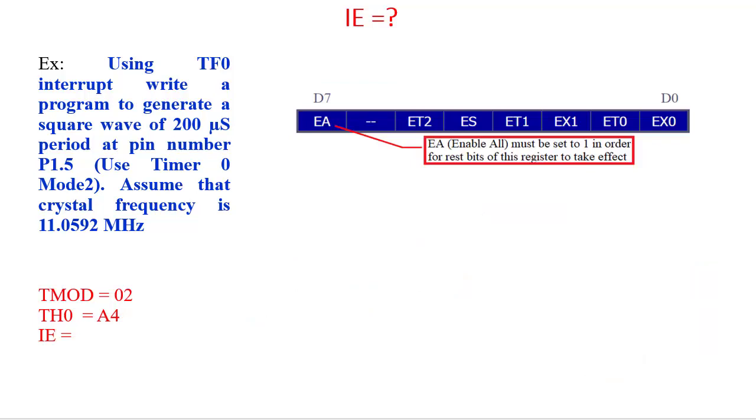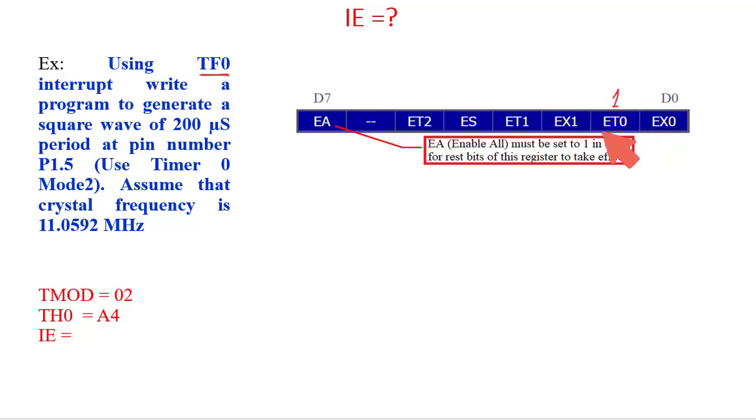Next, as we are using interrupt, no doubt we need to set the interrupt enable register. Here we are using the timer 0 overflow flag interrupt. So which bit do we need to set? We need to set ET0. This is related to timer 0. So this bit will be set.